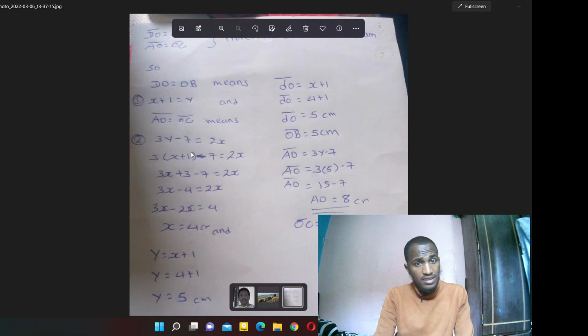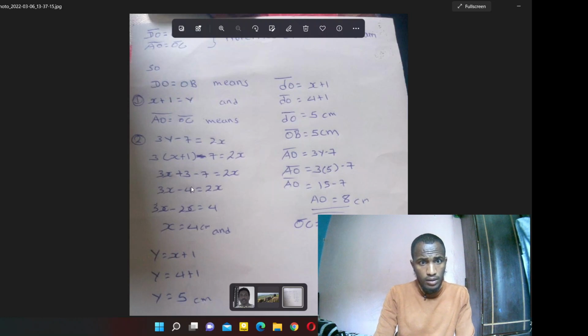So you can find the value of x. The first one, y is equal to x plus 1. You can substitute y by x plus 1, and you can find the value of x. So we substitute y by x plus 1. So 3 times x, 3x, 3 times 1, 3, minus 7 equals 2x. And then 3 minus 7 equals what? We have minus 4, right?